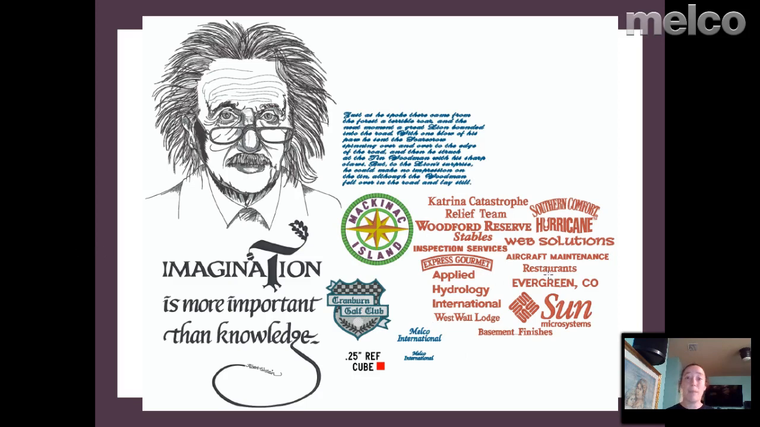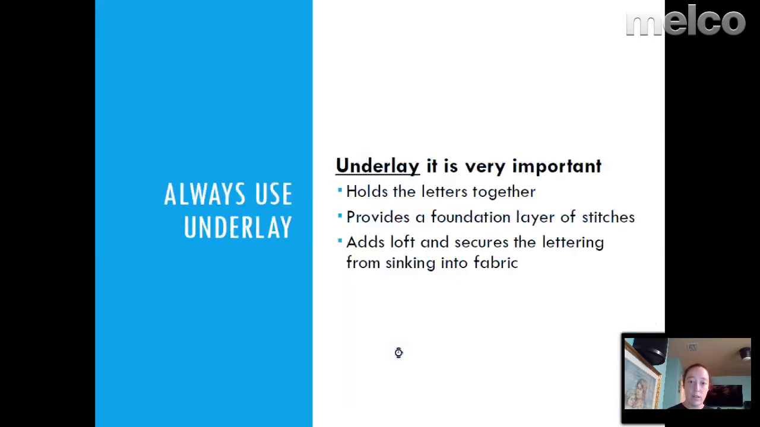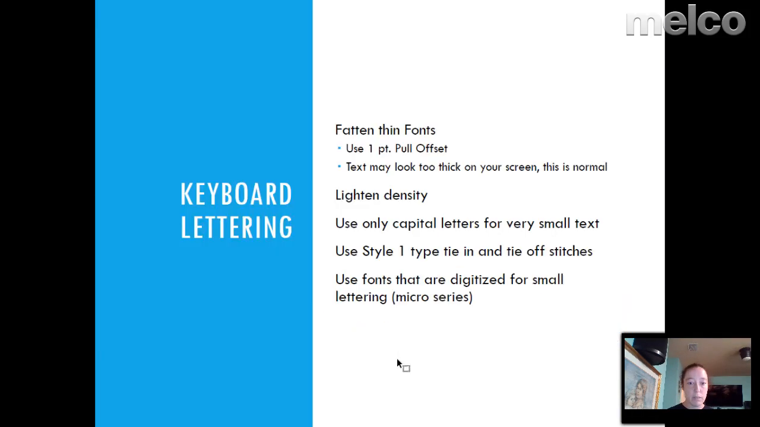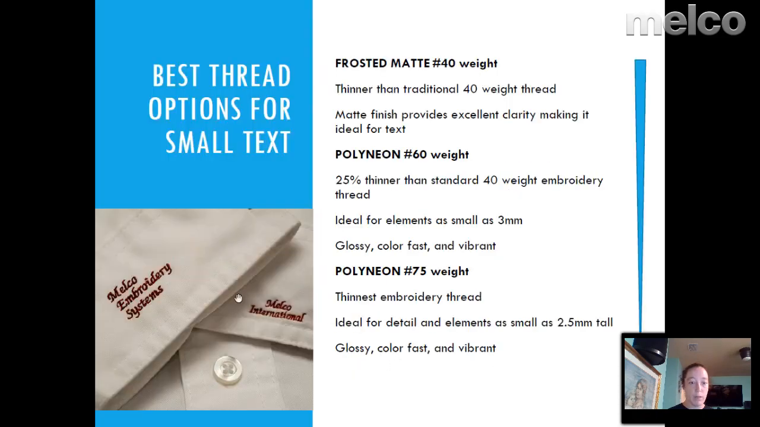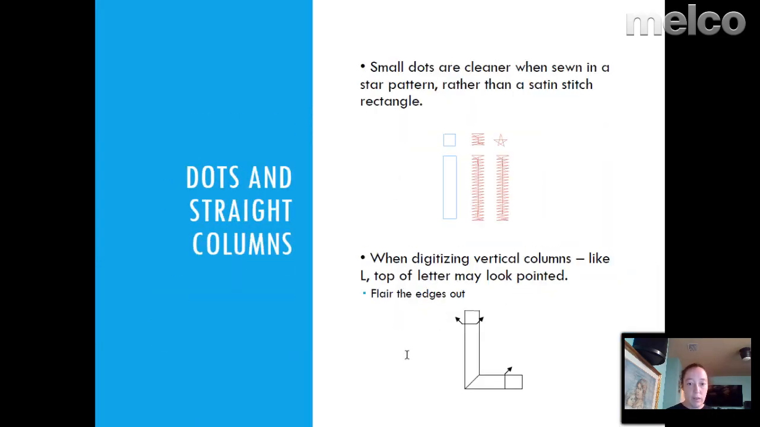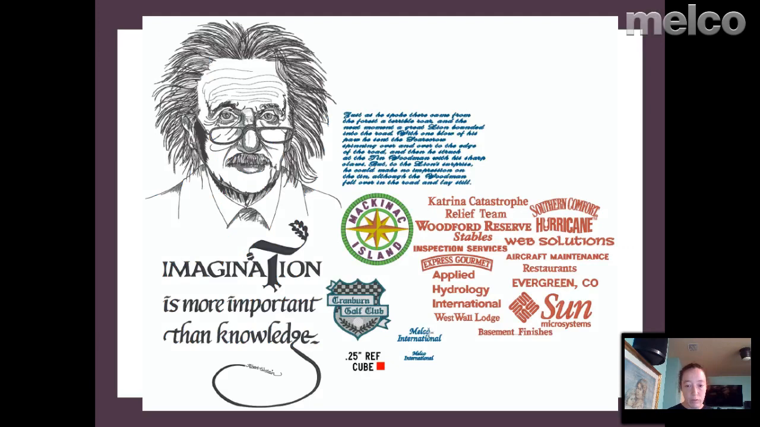Small lettering is absolutely possible, as you can see in some of the pictures we have here. Those two Melco designs that you saw, I'll go back to them just so you can see them again. Might not have noticed them. Right here, that's a 60 weight. That's a 75 weight. And those are actual sew-outs with thread. If you look at this last picture, that shows you what the files look like digitally. So you can do really nice sewing. It's just a matter of paying attention to your settings.